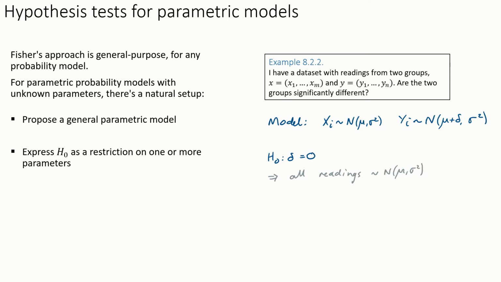Next, we need a null hypothesis. The big idea is this: express the null hypothesis, if you can, as a restriction on the parameters in the model. In this example, the question asks whether the two groups are different, and the hypothesis there is no difference is equivalent to saying delta equals 0. Concretely, if the null hypothesis is true, then all readings, both the X readings and the Y readings, are all normal with mean mu.